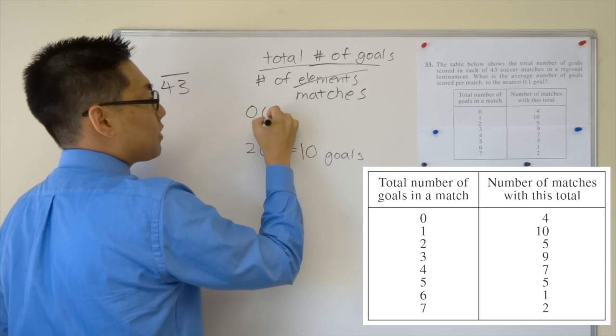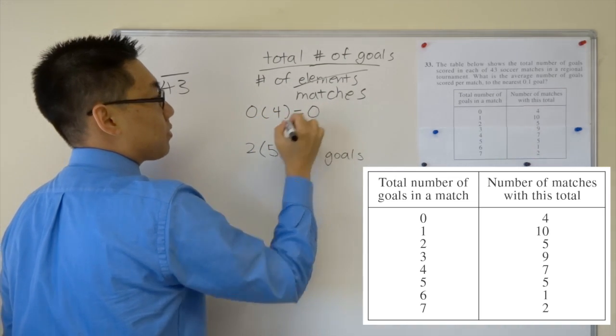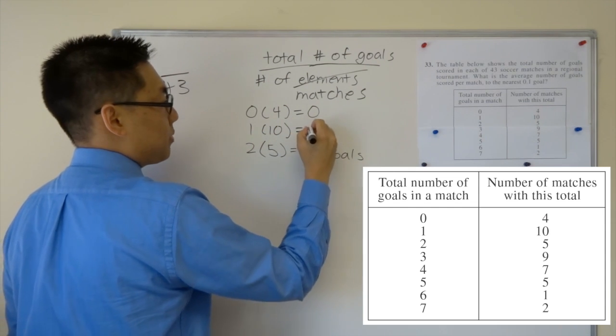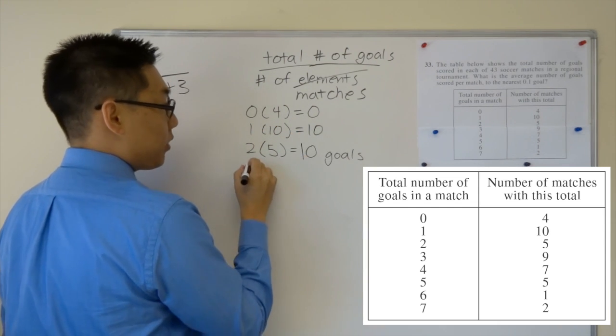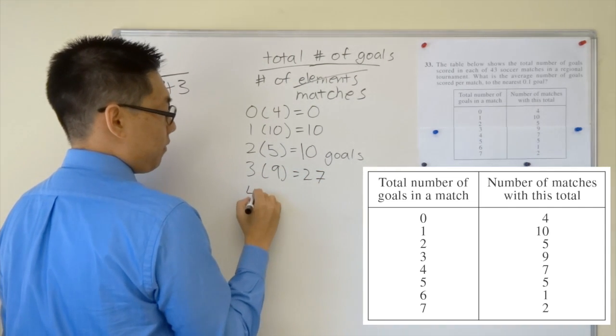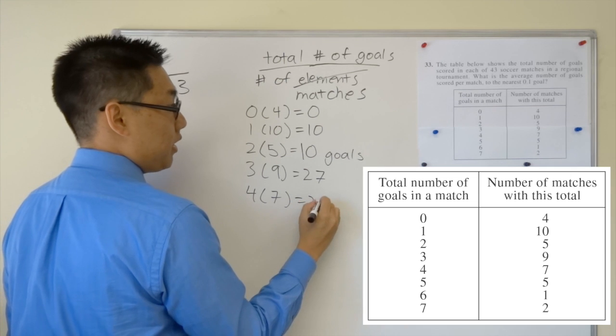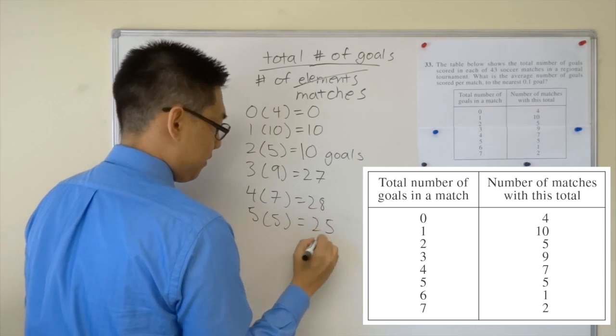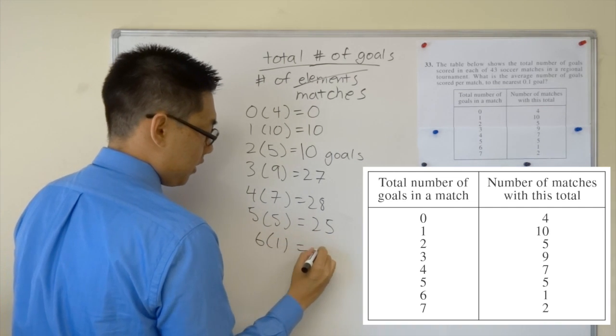So for the first row, you have 0 times 4, which is simple, you have 0. Second row, you have 1 times 10, which is going to be 10 goals again. Third row, you have 3 times 9, which is 27. And you have 4 times 7, which is 28. 5 times 5 is 25. 6 times 1 is 6.